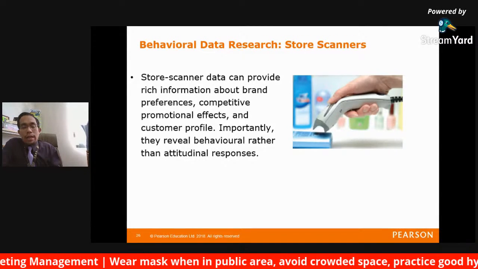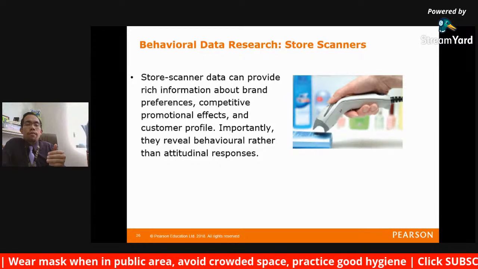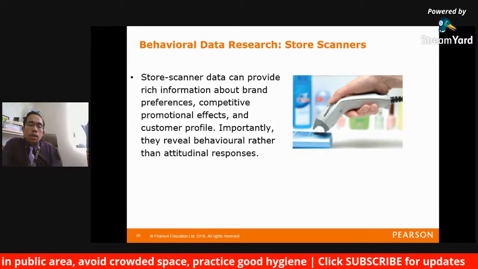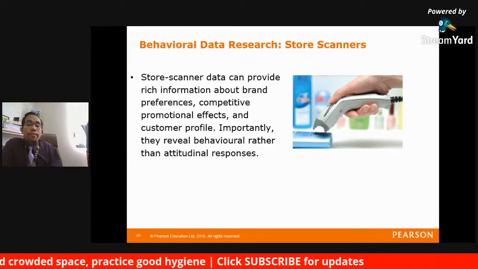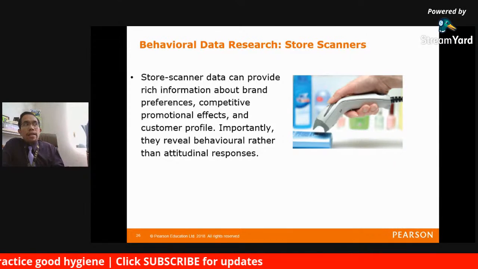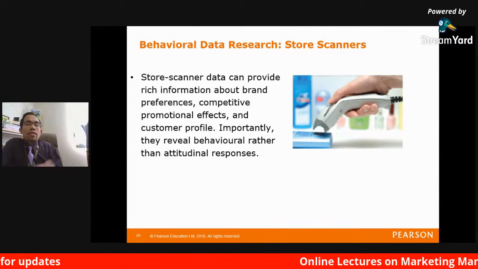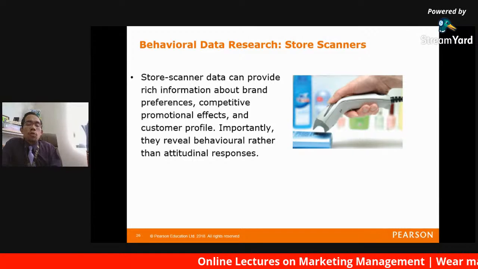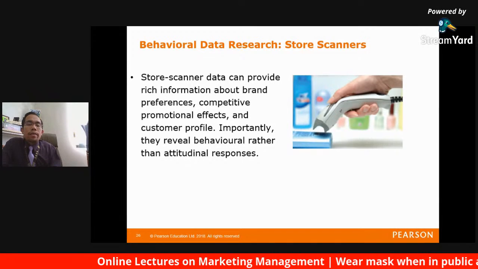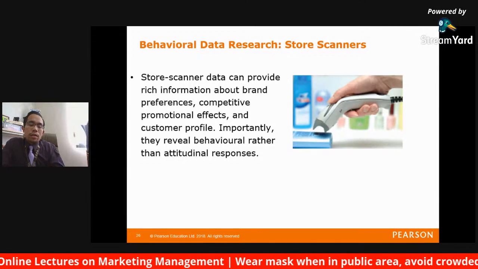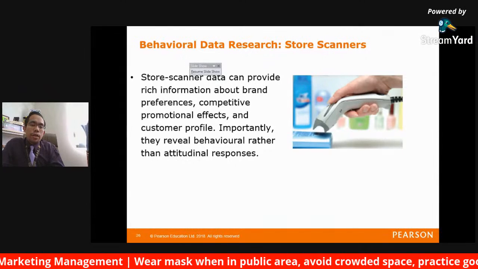So it's an opportunity for businesses to take advantage of. Everything that we purchase from the retail store is actually information for them to provide more and better products in future.